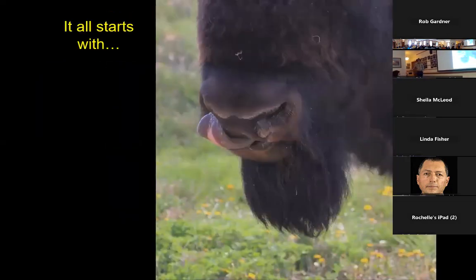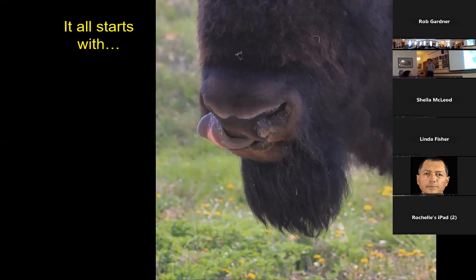Yeah, this is what I just mentioned a minute ago. My favorite part of grassland ecology. The whole ecology of Grasslands National Park and the Great Plains in general starts with this. I love this slide.